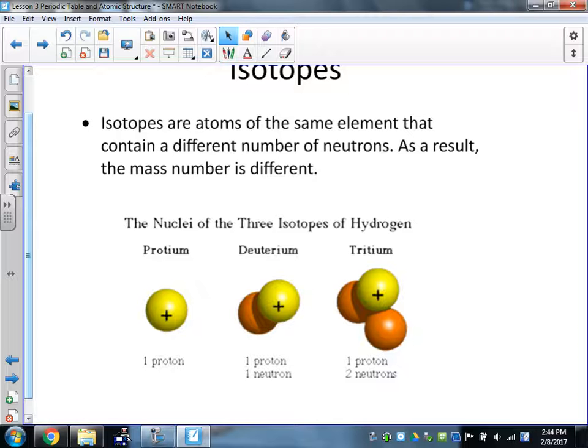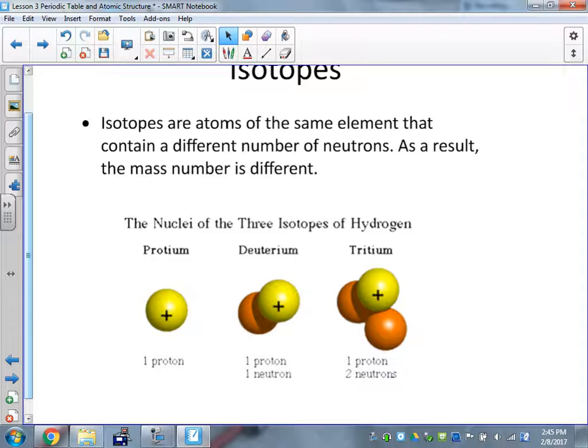So there are some of those with 7 neutrons, and there's even carbon that has a weight of 14 as well. So some have a little bit more weight. The majority of them have a weight of 12. Those are called isotopes. Here are 3 isotopes of hydrogen. This one has only 1 proton. Some hydrogens are called deuterium, which have a proton and a neutron. And some are tritium, which is 1 proton and 2 neutrons.